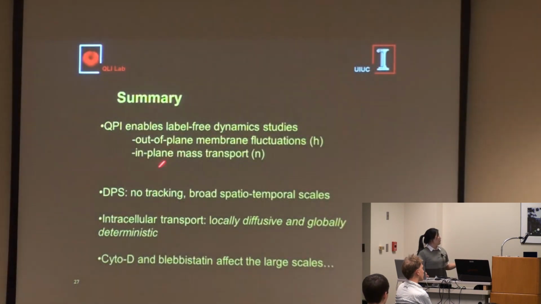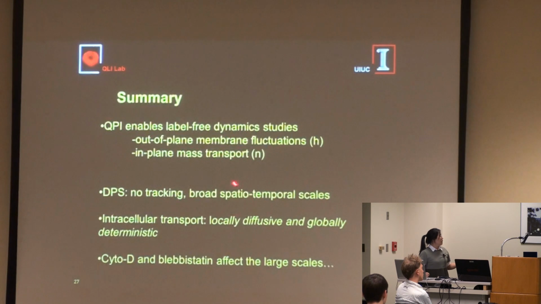So this is our summary. Quantitative phase imaging enables label-free dynamic studies, and DPS, dispersion-relation phase spectroscopy, needs no tracking, and we can study dynamics over a broader spatial and temporal scale. The intracellular transport is locally diffusive and globally deterministic, and the cyto D and blebbing studies affect the larger scales.